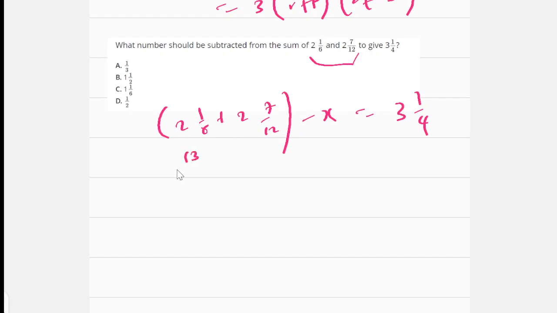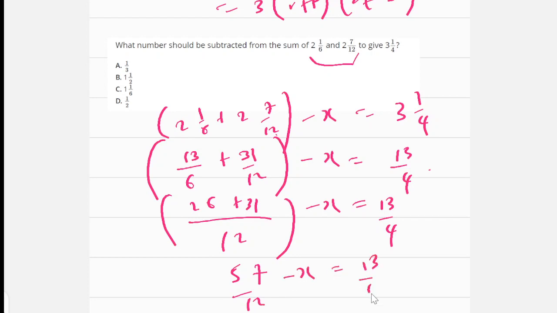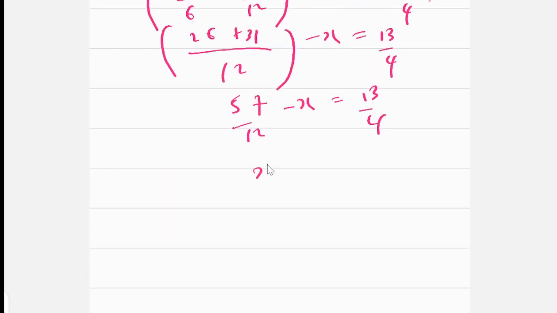So this is 13 divided by 6 plus 24, that is 31 divided by 12. So then you have minus x is equal to 13 divided by 4. Your LCM is 12. This will be 26 plus 31, 6 here, that's 2 times 13, that's 26, minus x is equal to 13 over 4. You understand now? And this one will give me 57 divided by 12 minus x is equal to 13 over 4. So if you collect your like terms, then your x will now be what? 57 over 12 minus 13 over 4. And your LCM here will be 12.